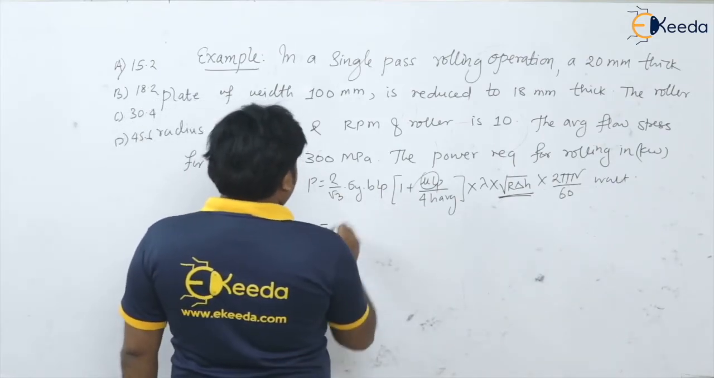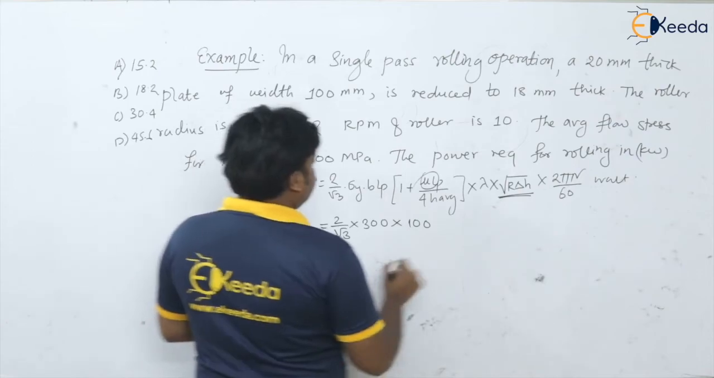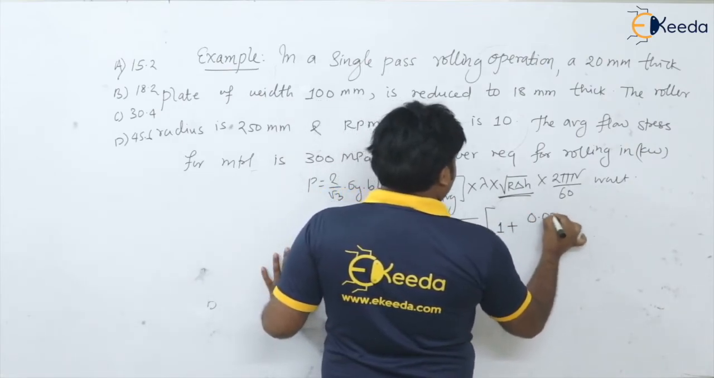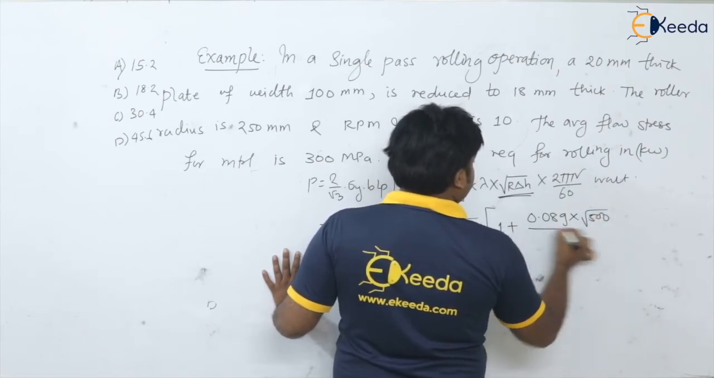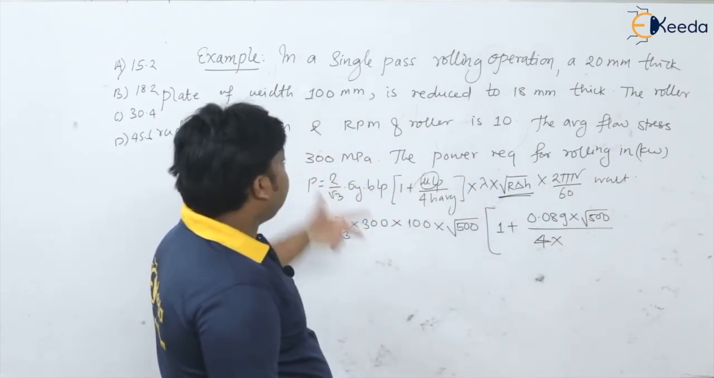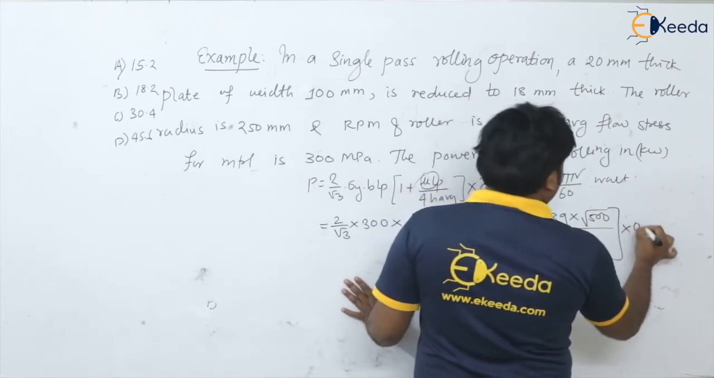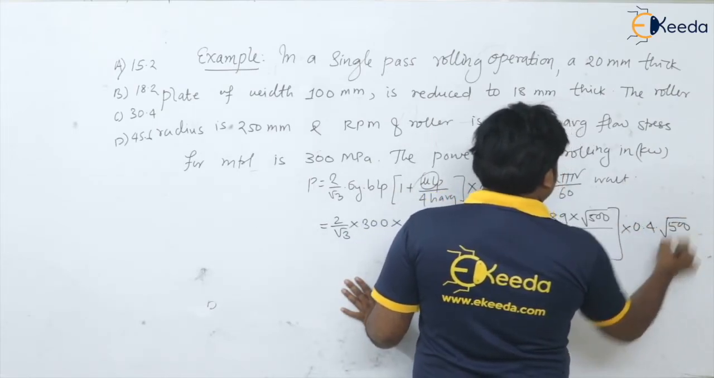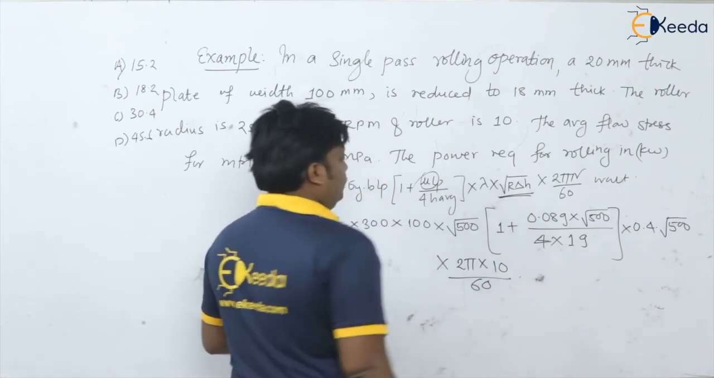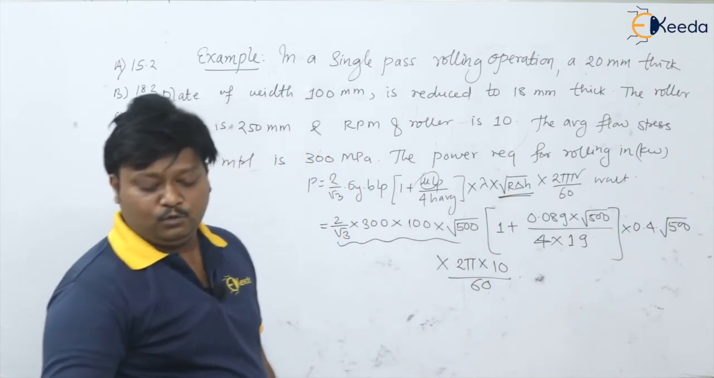Okay, so let us try to put the values into the equation. So this is 2 by root 3 times 300 times 100, isn't it, into root of 500 into 1 plus 0.089 into root of 500 divided by 4 times H average. What is H average? 20 plus 18, 38, divided by 2, it is 19. Okay, into 0.4 times under root of 500, which is our LP, into 2 pi times RPM 10 divided by 60. So let us calculate and tell me the answer. This is the power per roll. I have not multiplied by the 2 to get the total power.